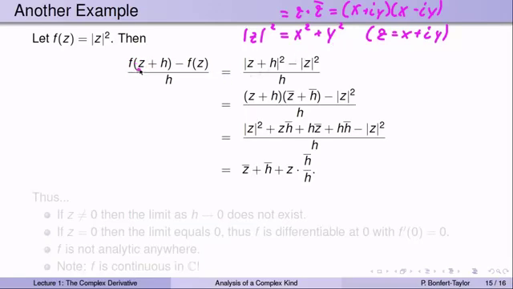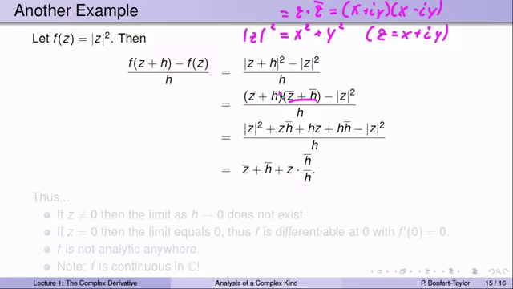We need to look at the difference quotient, which is f of z plus h minus f of z divided by h. f of z plus h is the absolute value of z plus h squared. f of z is the absolute value of z squared. And now we use the fact that the absolute value squared can be obtained by taking the complex number and multiplying it with its conjugate. The conjugate of z plus h is the conjugate of z plus the conjugate of h. And you subtract from that still the absolute value of z squared.